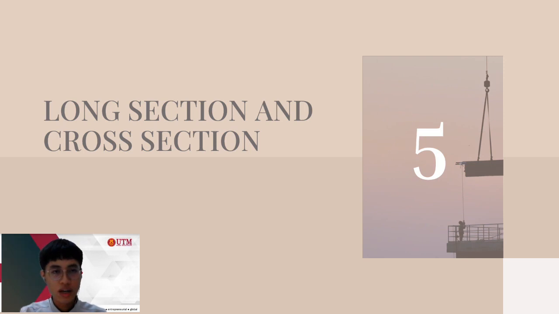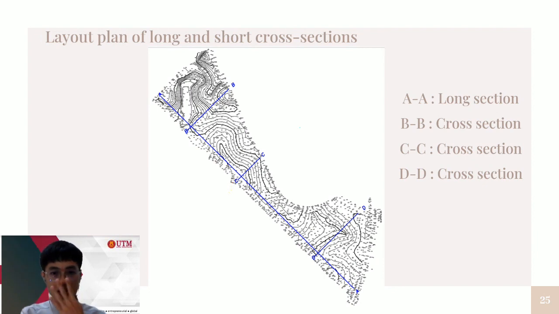Next, after the proposed level, we also have the long section and cross section view for the proposed level and existing level, because we need to find out the difference between these two levels. There are a total of 4 sections we did. The first section, line AA, is a long section, whereas the sections BB, CC, and DD are shorter, so they are cross-section views.